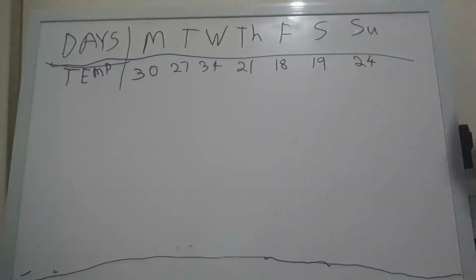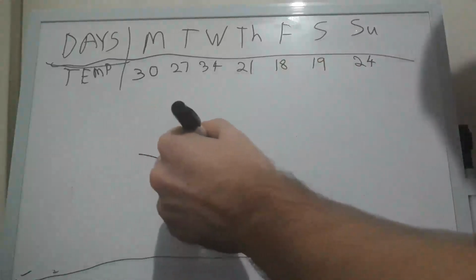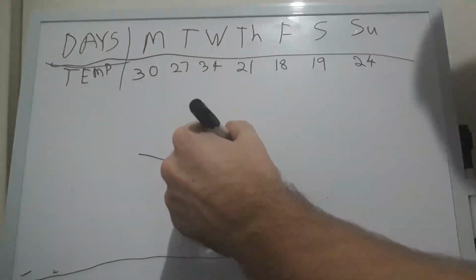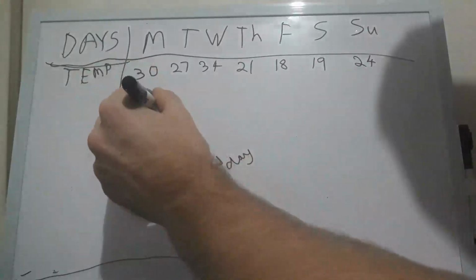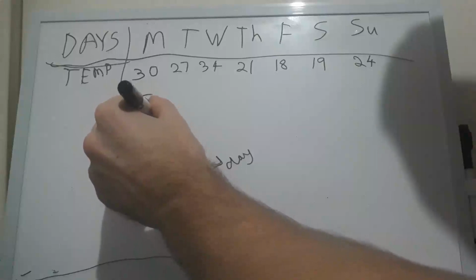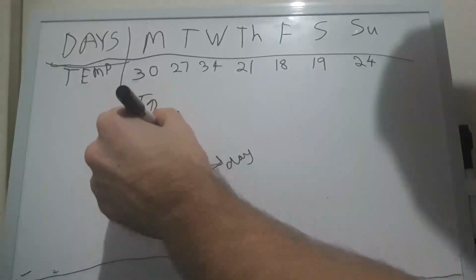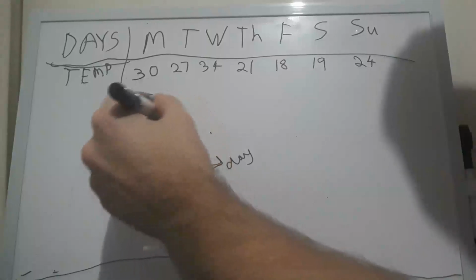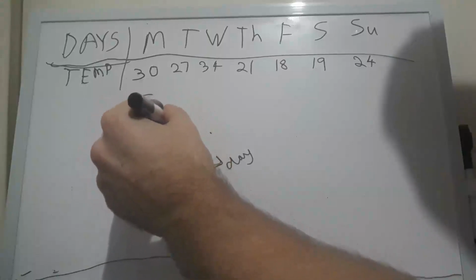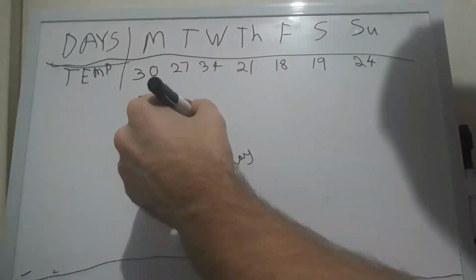So, if you were to plot this, so let's say this is your day, this is your temperature, you might have it look kind of like this. It's all very kind of a zigzaggy sort of thing.